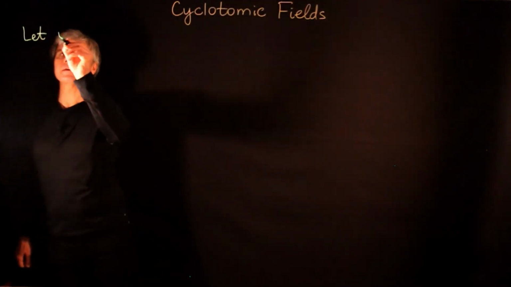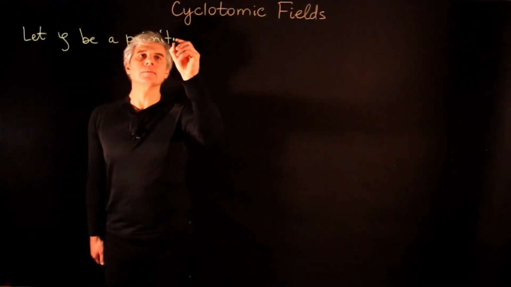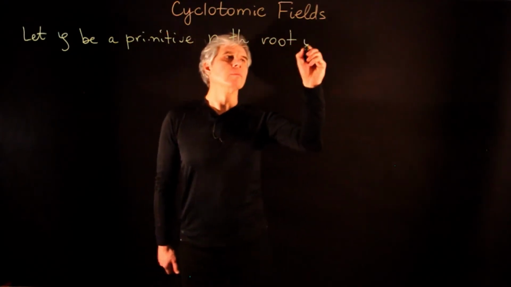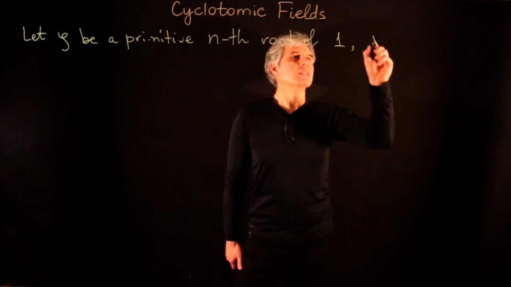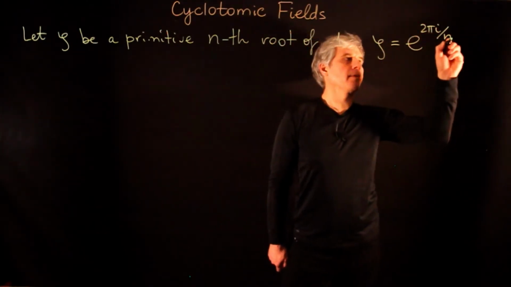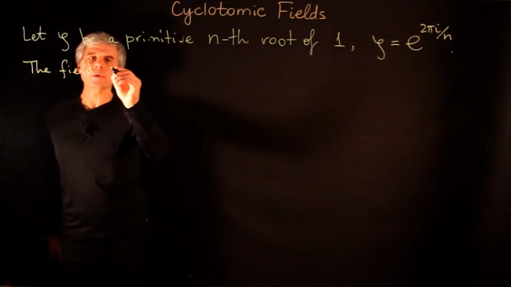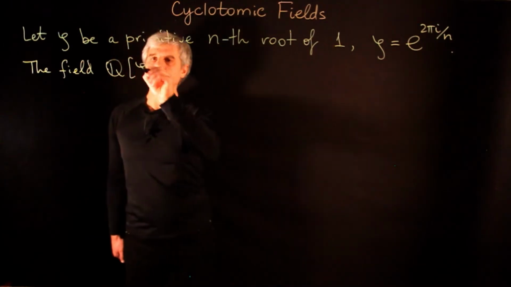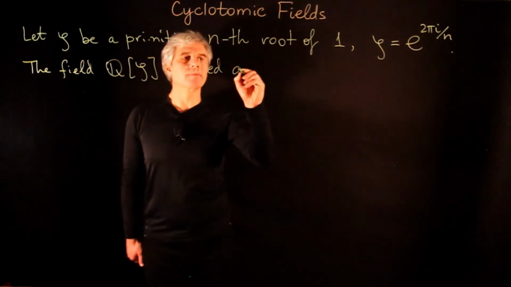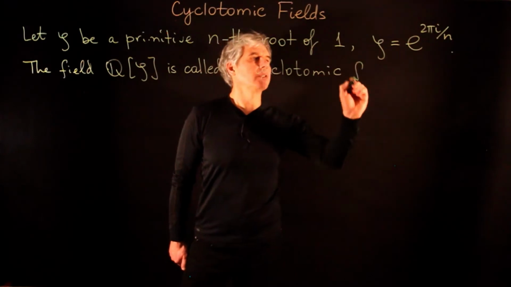Let zeta be a primitive nth root of 1. Zeta is e to the 2 pi i over n. The field Q of zeta is called cyclotomic field.